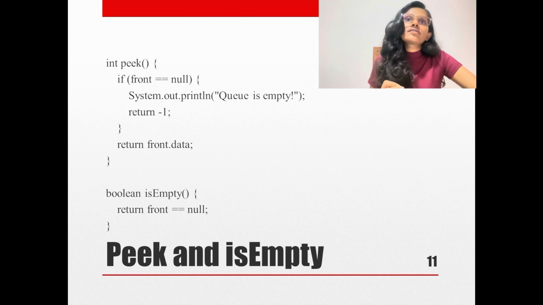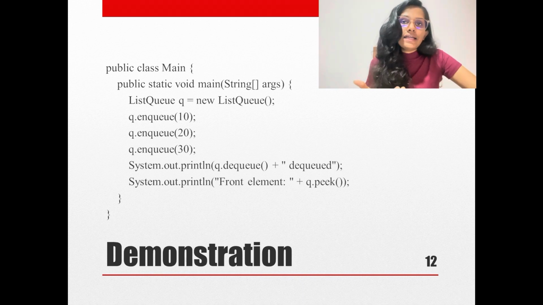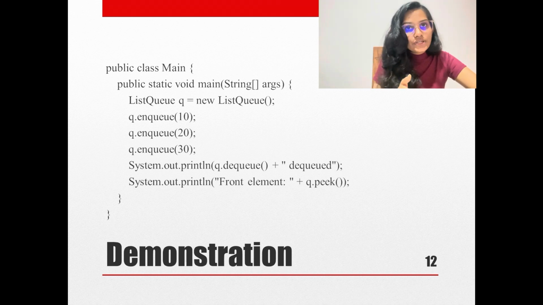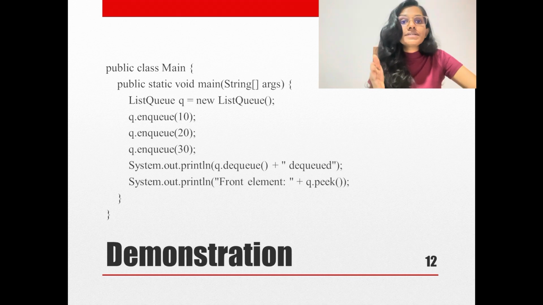So let's go to a demonstration. Now let's test everything in the main method. Through the given code, we can see that a new queue is created and we enqueue 10, 20, 30. The queue becomes 10 to 20, 20 to 30. We call dequeue, which removes 10 and prints 10 dequeued. Then we have added the peek operation to display the current front element, which is 20. This confirms that our ListQueue works as expected.